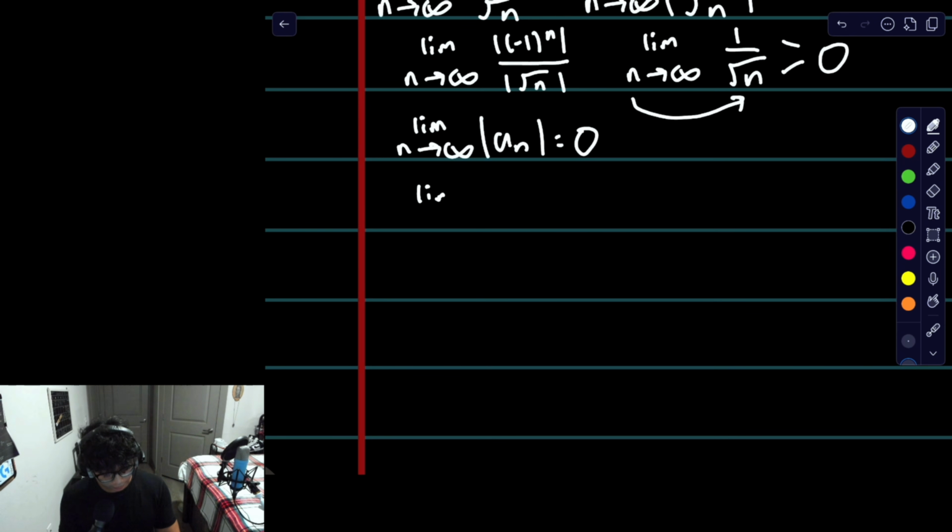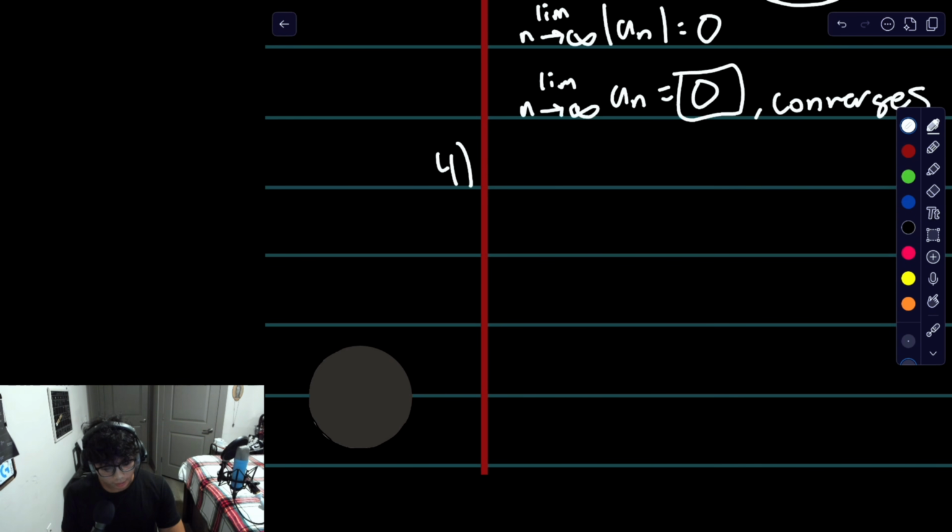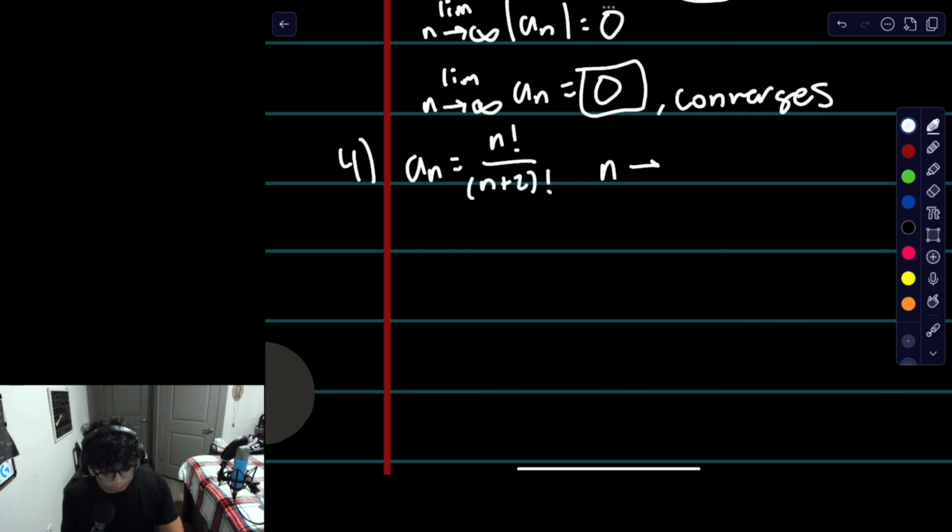Therefore, the original limit that was set must also be 0. So your final answer is 0, converges. Now last but not least, let a of n equal n factorial over n plus 2 factorial. And of course, let n approach infinity.